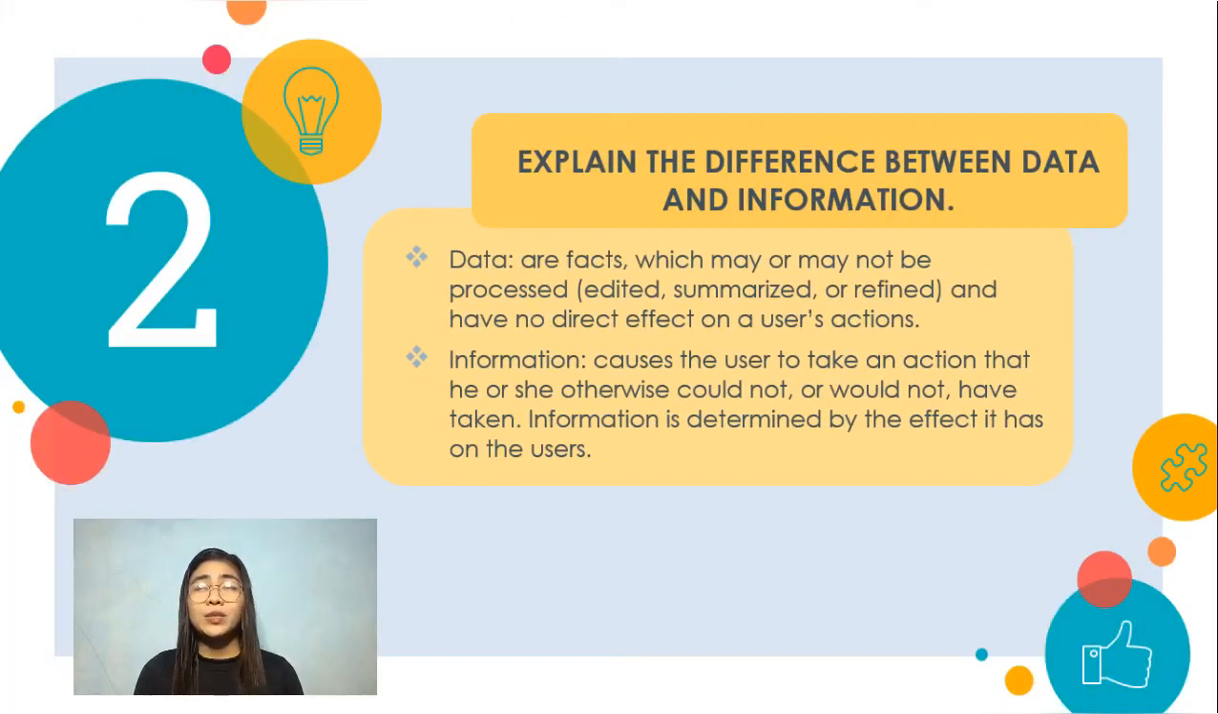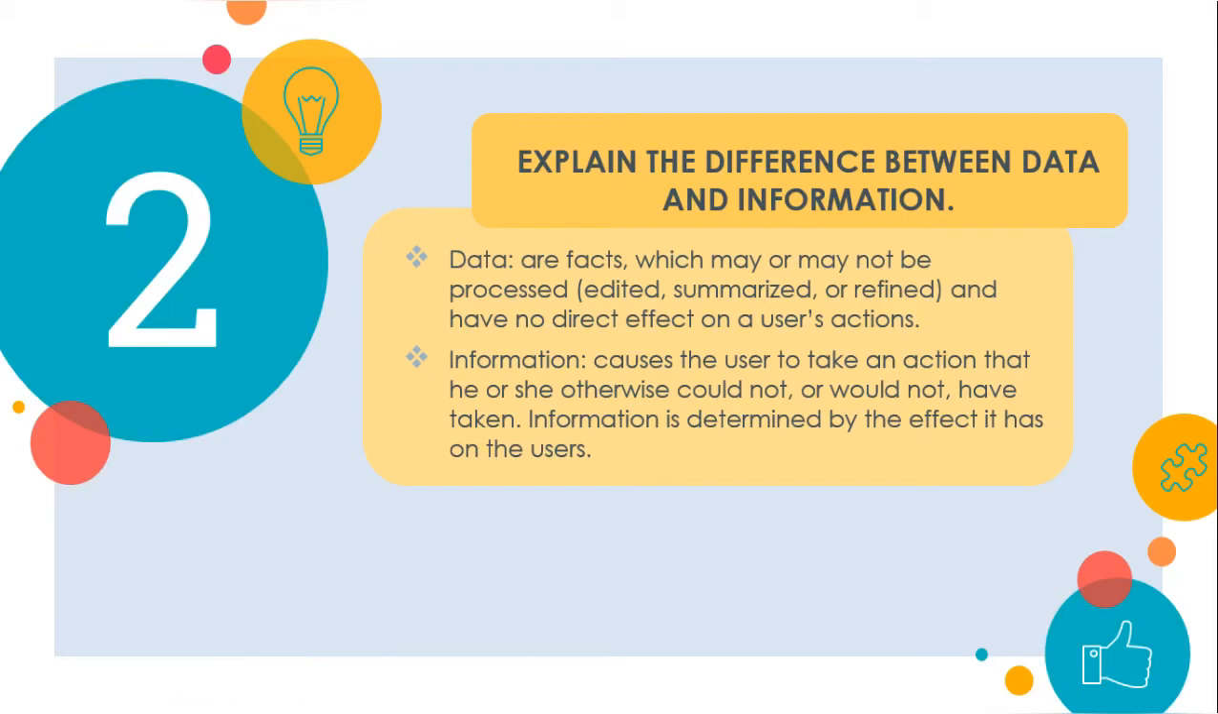The second one is, what is the difference between data and information? So of course, data are facts which may or may not be processed, such as edited, summarized, or refined, and have no direct effect on a user's action. While the information causes the user to take an action that he or she otherwise could not or would not have taken. The information is determined by the effect it has on the users.